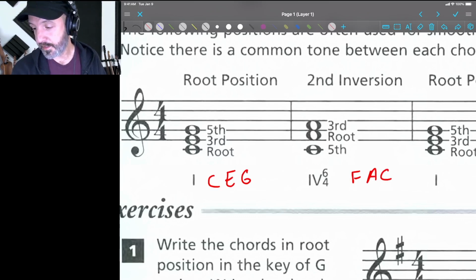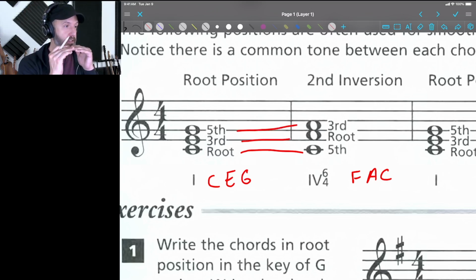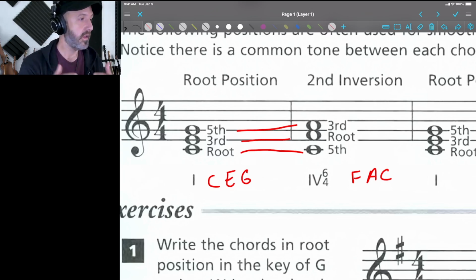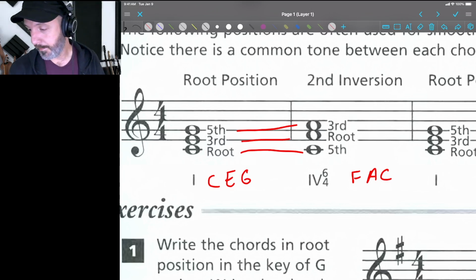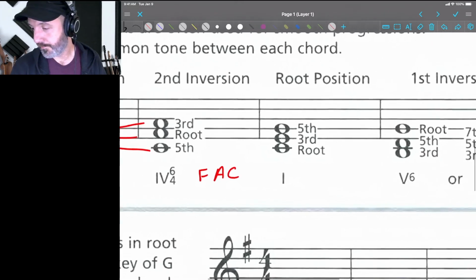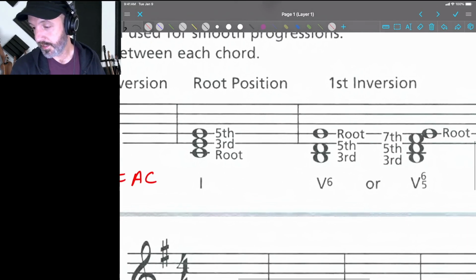The idea is, okay, the C can stay the same. The E can move to F. G can move to A. So everybody is moving. It's all about efficiency. Voice leading is like efficiency. So what's the least amount of distance each voice can move to achieve that collection of notes, right? And then they do the second inversion. First inversion, same deal here.